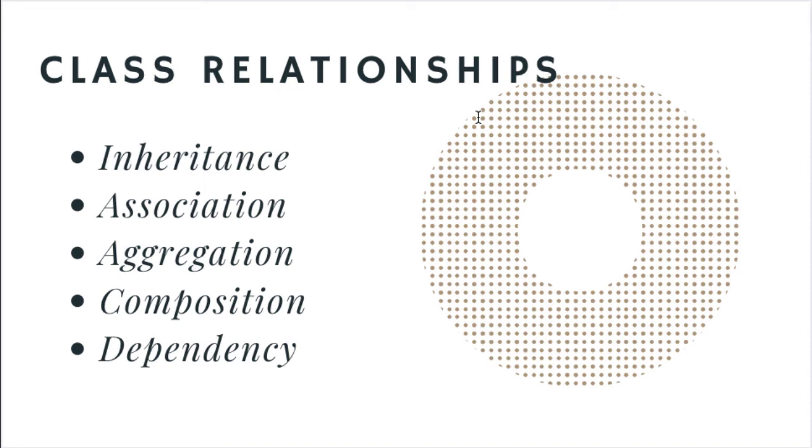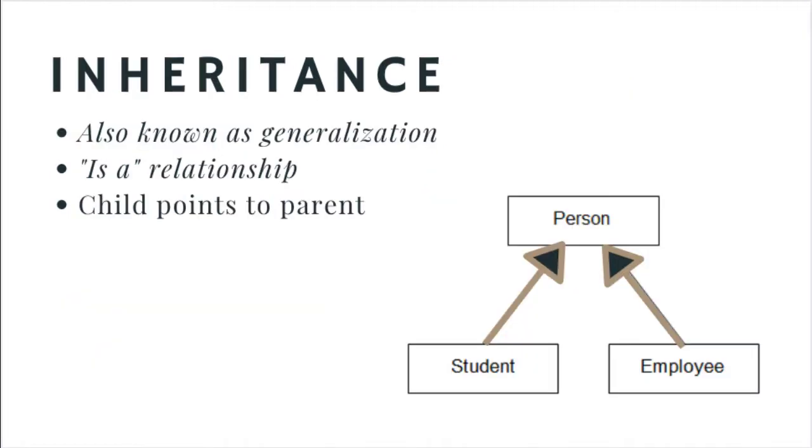All right, now that we've identified classes in our diagram, let's take a look at the relationships that might exist between them. Here's a list of 5 different kinds of relationships that we can identify in a class diagram. Some objects might contain commonalities.